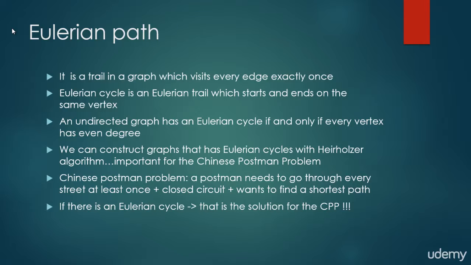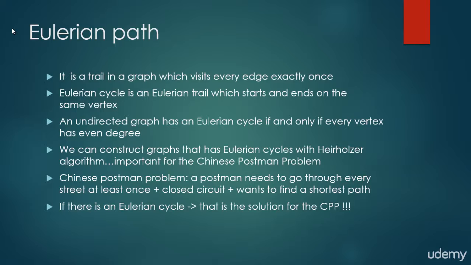And we can construct Eulerian cycles with the Hierholzer algorithm. And it's very important for the Chinese postman problem. What is this problem? A postman needs to go through every street at least once, and he wants to make the circuit closed and wants to find the shortest path, of course. And it has lots of applications. And if there is an Eulerian cycle, there's a solution for the Chinese postman problem. So these are the main problems.